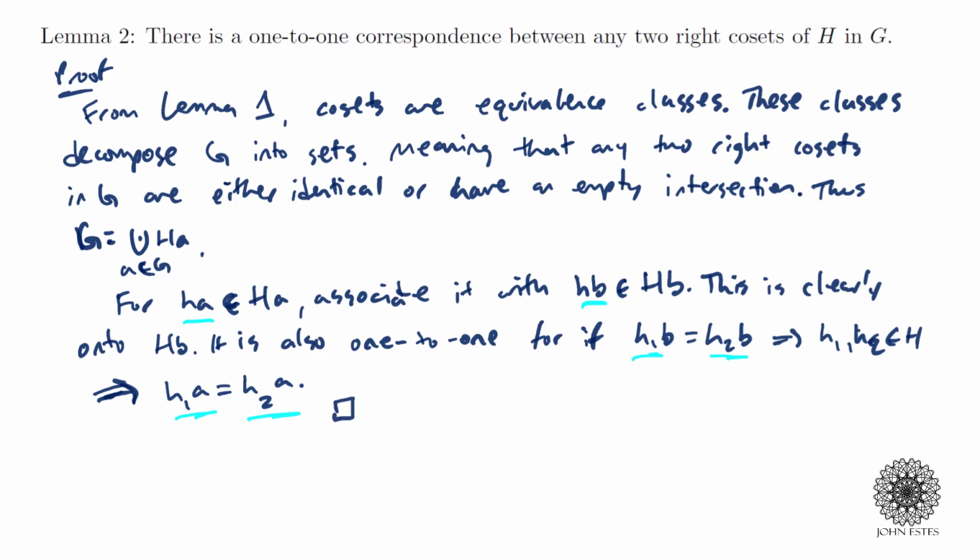The reason that we needed Lemma 1 is because it allows us to use the fact that equivalence classes decompose G into sets. Now that we've shown Lemma 2, Lagrange's theorem is pretty straightforward. So let's get into Lagrange's theorem then.